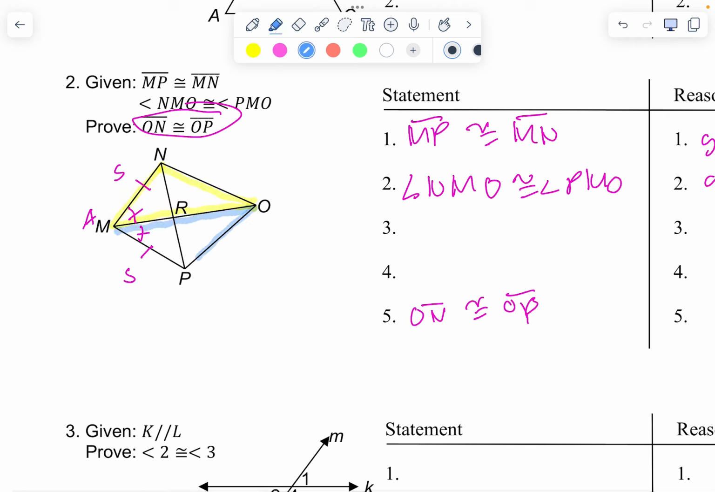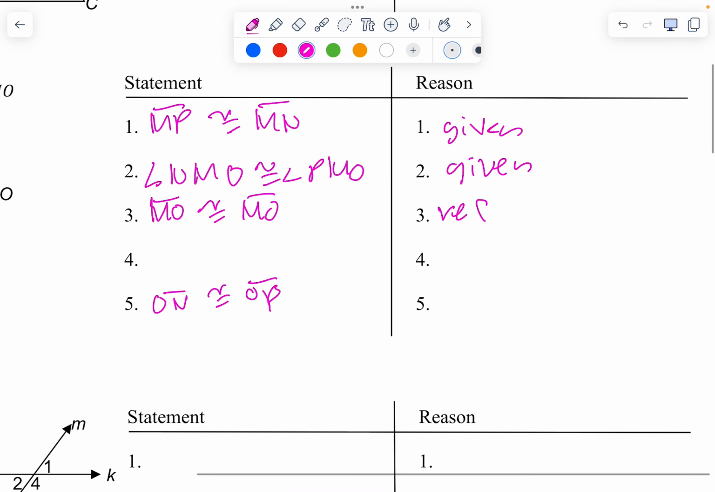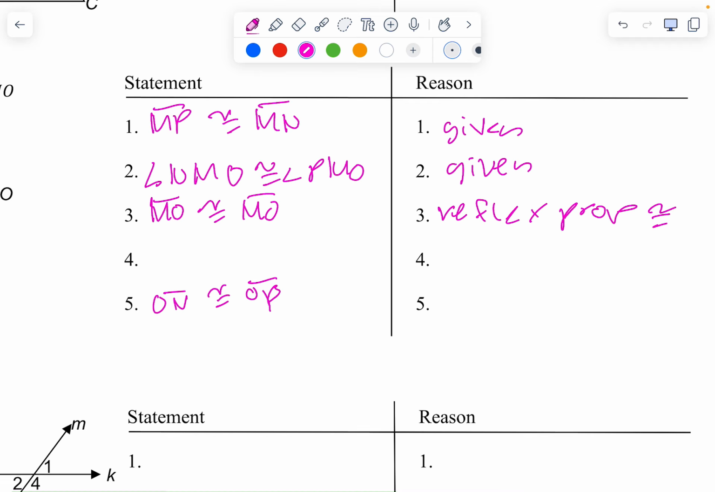Between these 2 triangles, do we see the reflexive property of congruence? Yep. So let's say MO is congruent to MO. We're going to write S as in side. So that's our third statement. MO is congruent to MO. And that is reflexive property of what? Congruency. Very good. I need all of them. Reflexive, the property, and congruency.